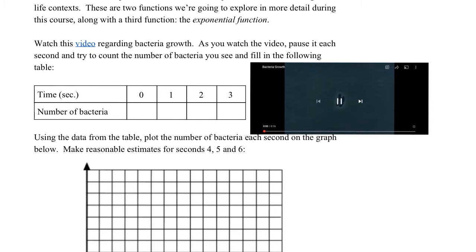There's a video involved. I link to the video here in the document itself, or I will link it in Google Classroom as well, or you can just watch it right here. So what we're going to do is look at this video of bacteria splitting, and let's just watch it one time through first.